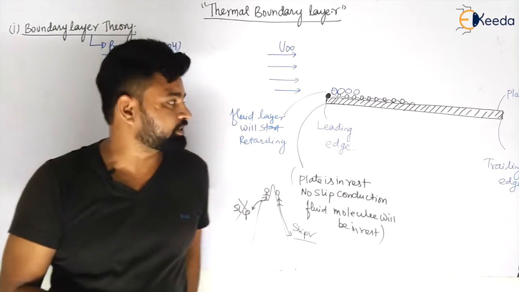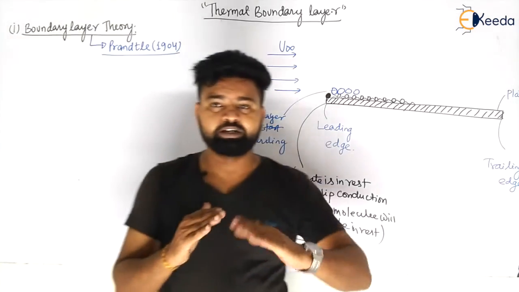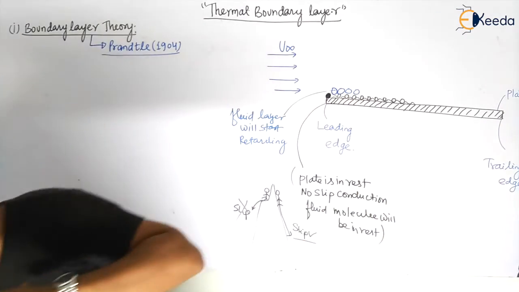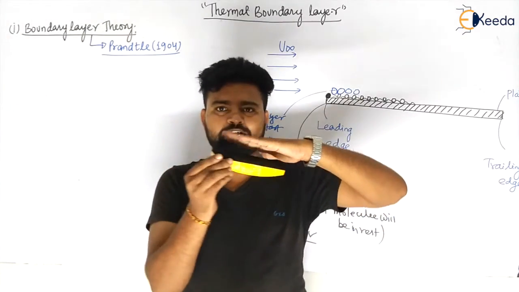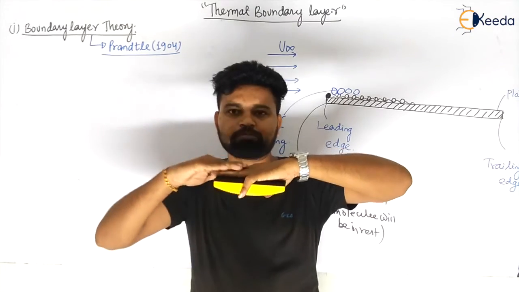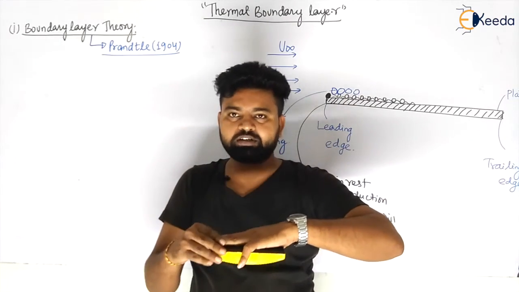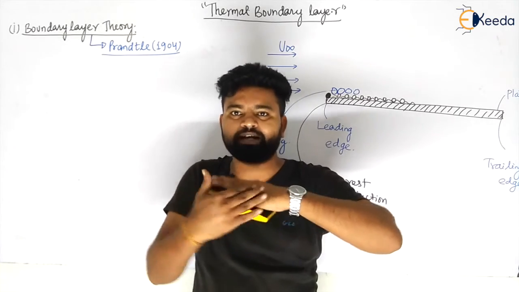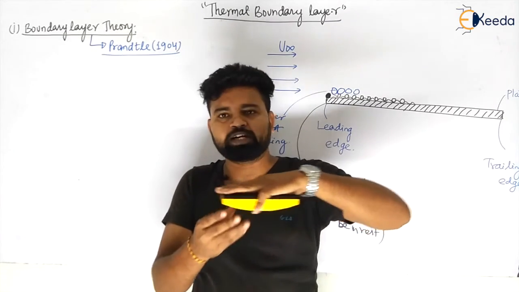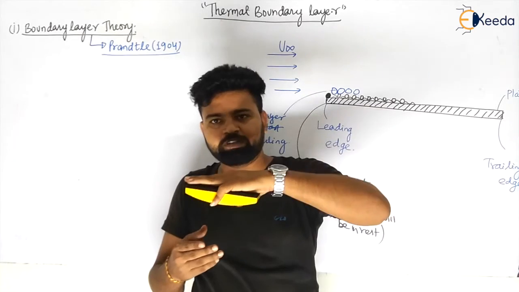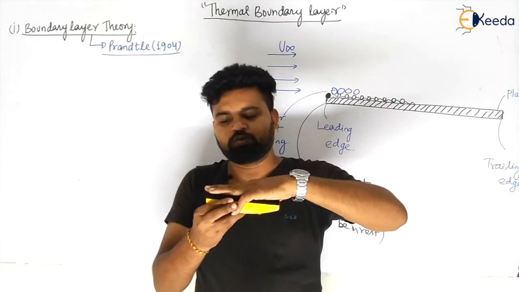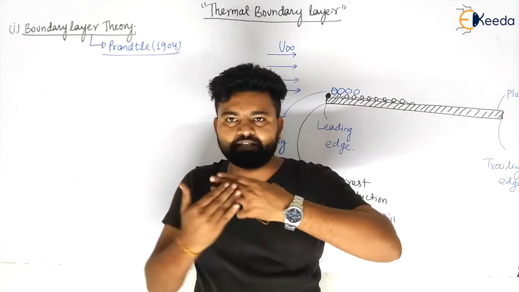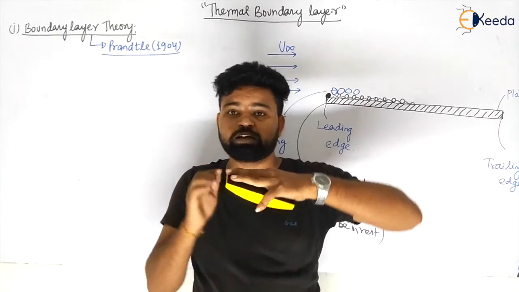Let us understand it carefully because it is very important. This is your one layer, and because it has come into touch with the plate, its velocity has become constant. I am assuming that my hand is like a fluid layer. Now that is either at rest or moving with the velocity of the plate. I am assuming the plate is at rest. That's why, due to the no slip condition, these molecules sticking to the plate are at rest.